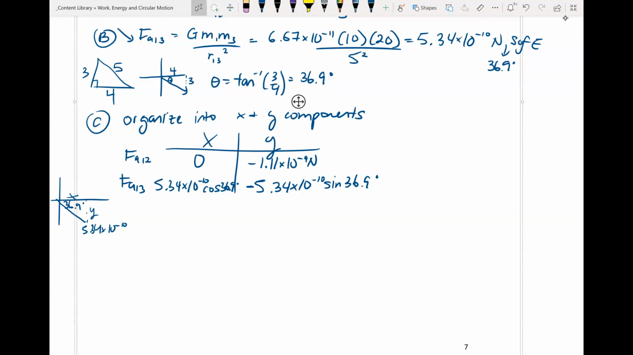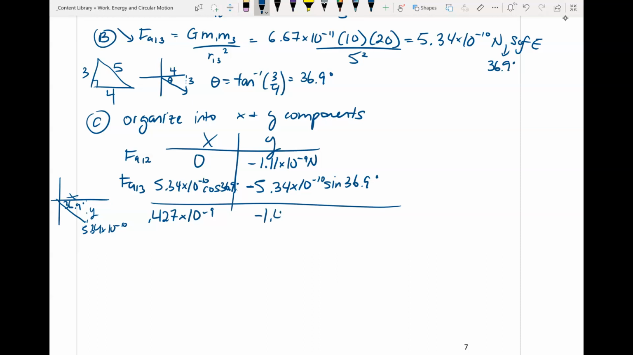Now we're going to add up our components together. So in total for my x component, I just need to calculate 5.34 times 10 to the power negative 10 cos of 36.9, which is 0.427 times 10 to the power of negative 9. Then I'm going to add the two components for my y together, and I'm going to get negative 1.43 times 10 to the power of negative 9.